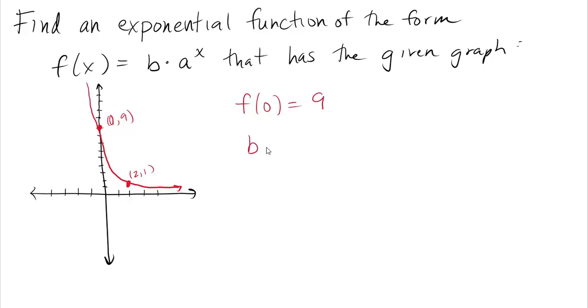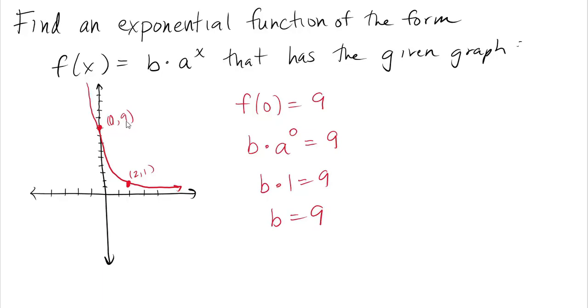The function is b times a to the x power, and we're going to plug 0 in for x. We know that has to be equal to 9. A to the 0 power has to be 1, and so this is b times 1 equals 9, which means that b equals 9, and now we know that there's been a vertical stretch by a factor of 9.